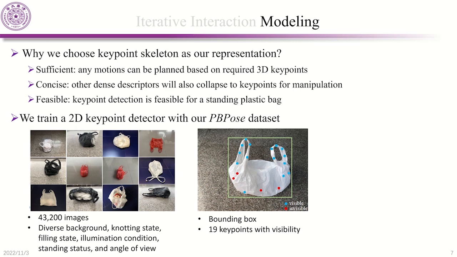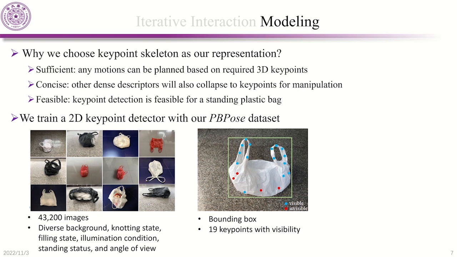Let's go through our method step by step. First, the core of IIM is a model of the plastic bag. We choose to use a key point skeleton as a representation because of its properties. It is sufficient to support intricate manipulation. It is more concise than dense descriptors, and it is feasible for current computer vision methods on plastic bags.